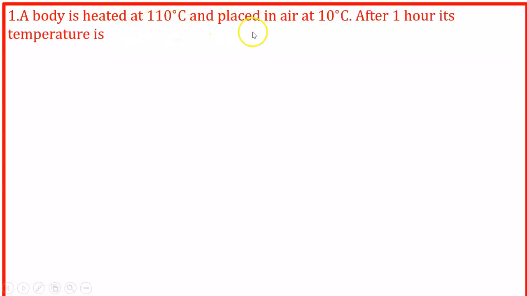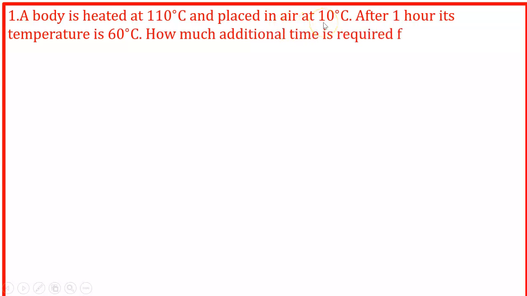Now here, first problem. A body is heated at 110 degrees Celsius and placed in air at 10 degrees Celsius. After 1 hour, its temperature is 60 degrees Celsius. How much additional time is required for it to cool to 35 degrees Celsius? This question was asked in the March 16 examination.